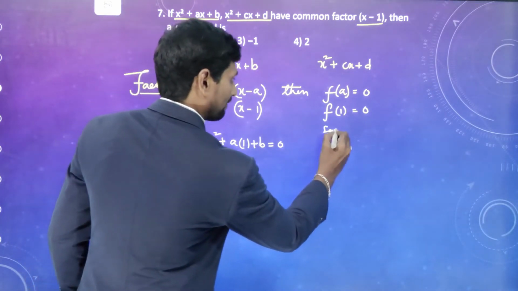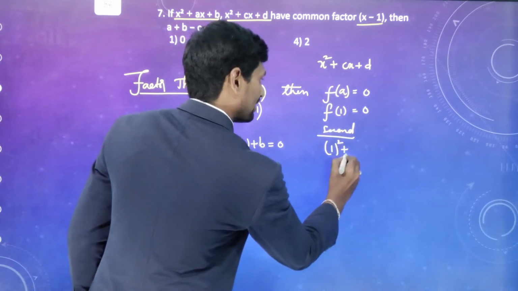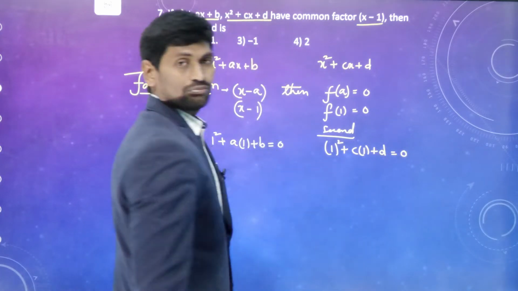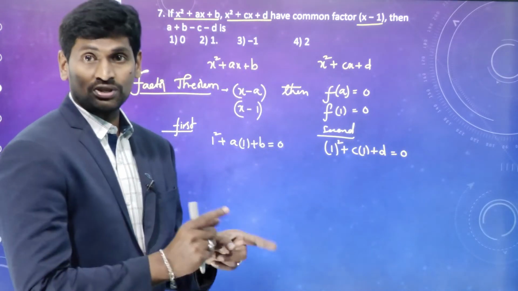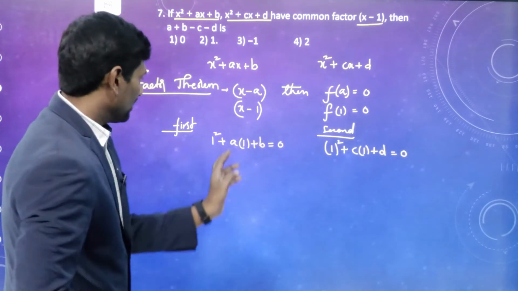And the second one, 1 square plus c into 1 plus d equals 0, because x minus 1 is a common factor. That is a factor for both of the polynomials. Okay? Let us see that.